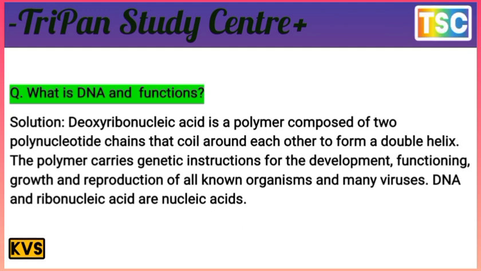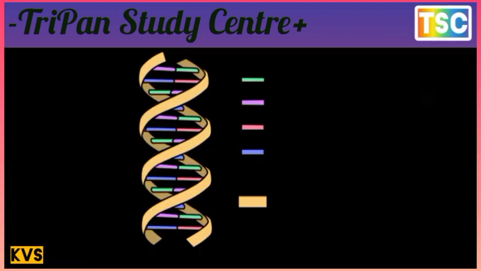Also important, see this picture. In this picture there is the helical structure of DNA. The strands are joined to each other. The most important thing is the four parts: adenine, thymine, guanine and cytosine. Meaning A is attached to T, and G is attached to C.